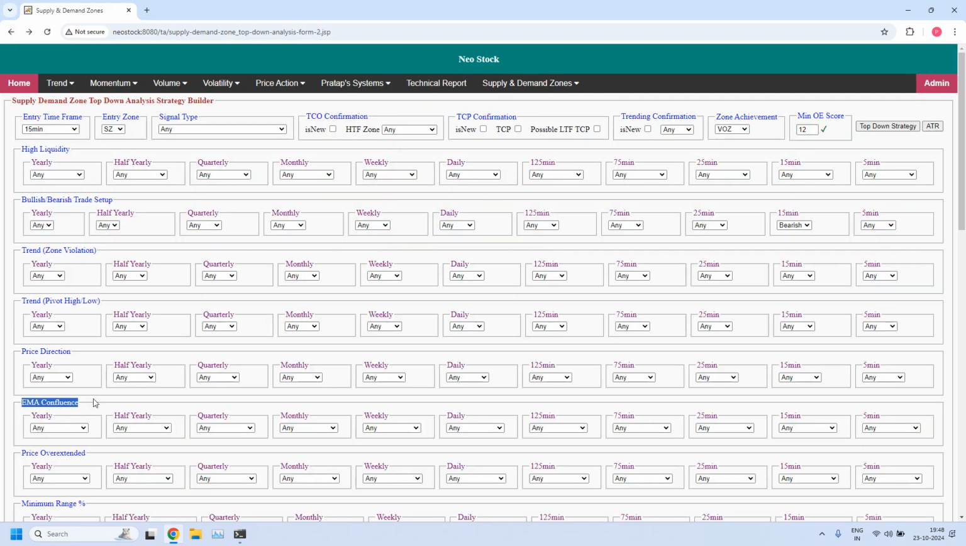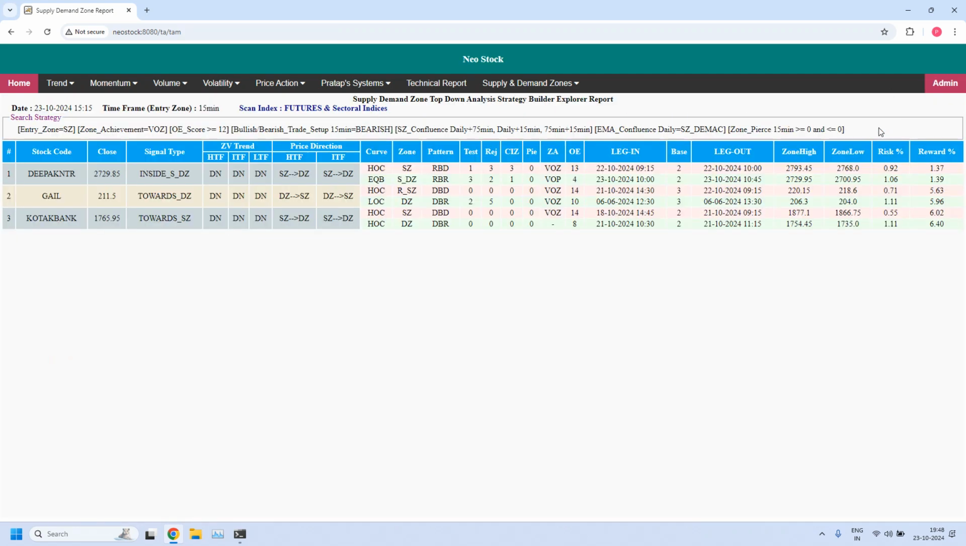Let's verify. In the EMA confluence, at daily time frame, the daily supply zone with daily EMA confluence filter is enabled. Now we got 3 stocks. In all the 3 stocks, these daily zones are having daily EMA confluence. Daily supply zone is having daily EMA confluence, and our 15 minute zone is part of the daily zone. So excellent. And moreover, one zone is a high liquidity supply zone, a 15 minute supply zone.